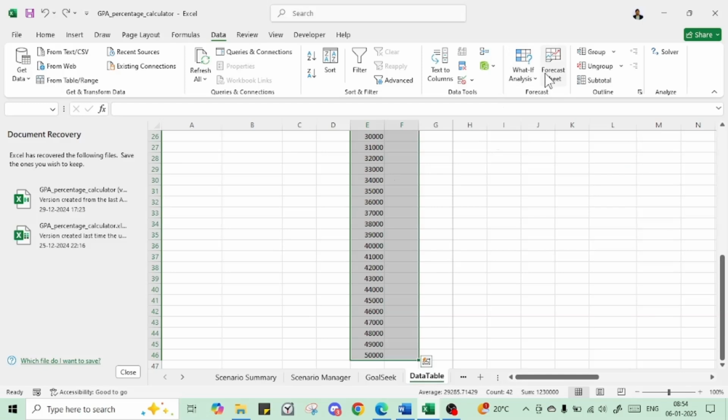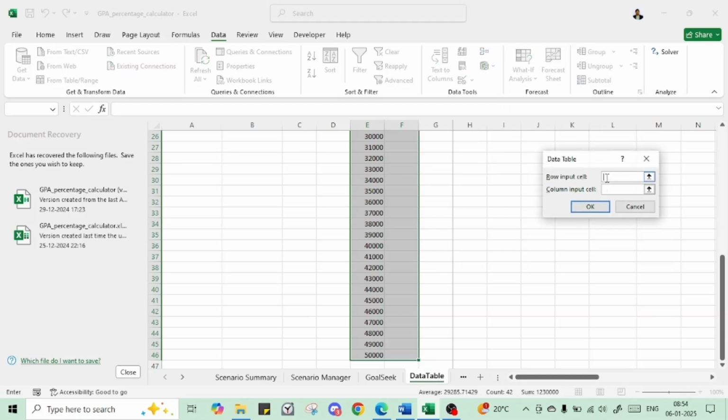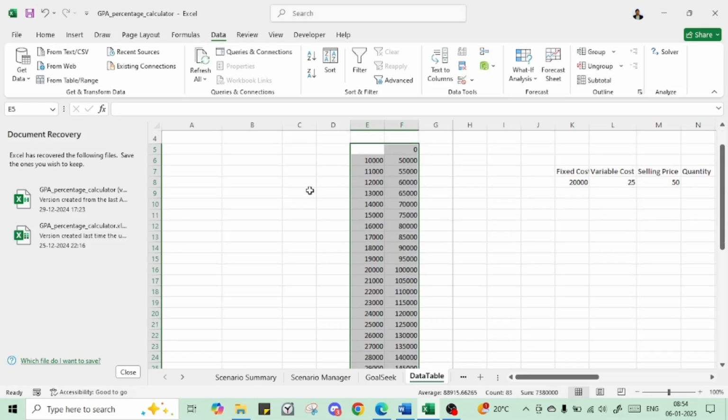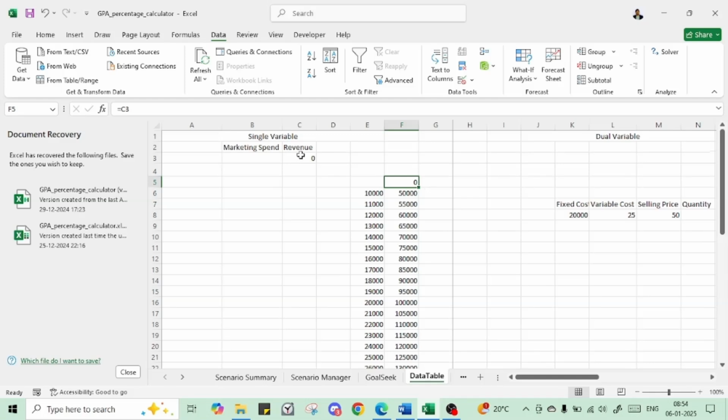We have selected the data and we are getting into the What-If Analysis, Data Table, and the row input cell and column input cell are the two values it is asking for. Here in the column we have different values, which is the changing variation. The column input cell is the marketing spend, so let's enter it as marketing spend and click OK. And when you do that, by using this formula, 5 times the marketing spend, it calculates the respective revenue we are going to get for each marketing spend.